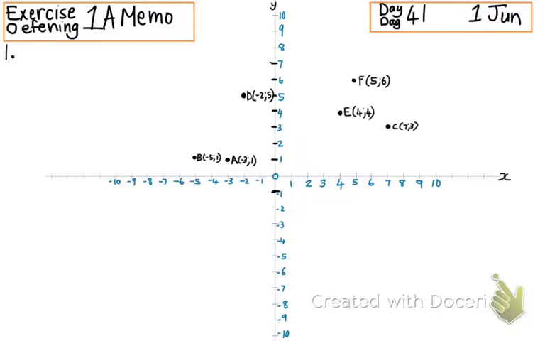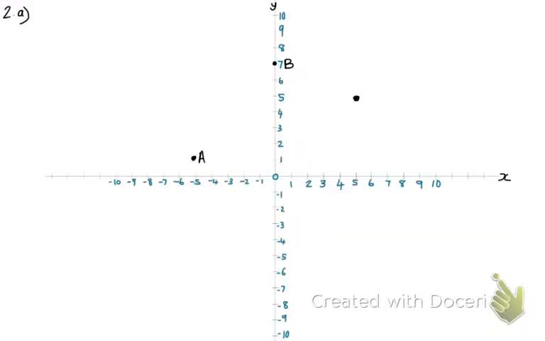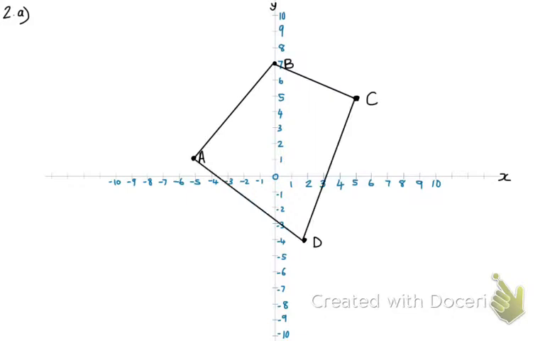Okay, now we are going to do number 2. Number 2 says that we have to plot the points and then we have to connect the points with a ruler. Alright, so let's start. First, I draw the Cartesian plane from -10 to 10. Then I start plotting. Point A is at -5; 1, B is at 0; 7, C is at 5; 5, and D is at 2; -4. Then I connect the dots, and that's number 2A. Make sure that you have it right.